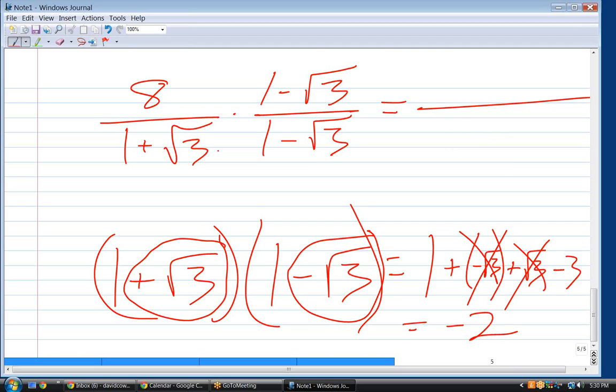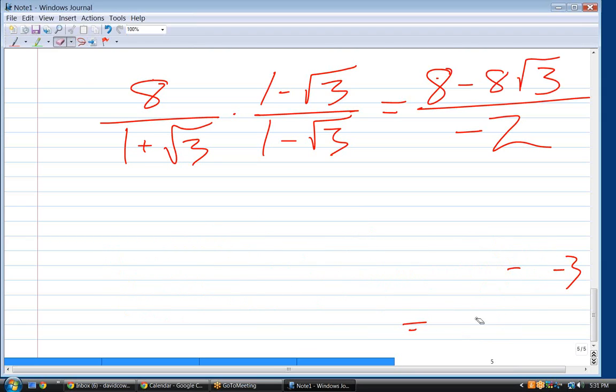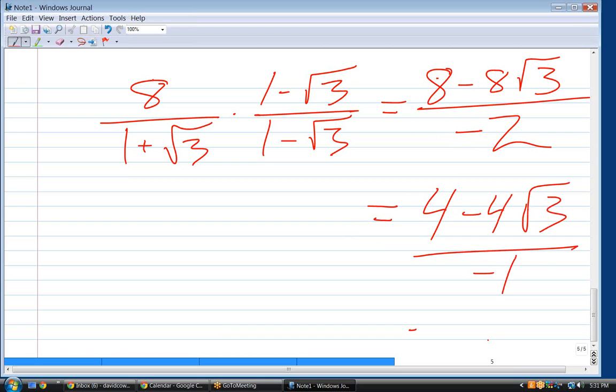So the denominator turns into minus 2. That's a rational number. That's what we wanted, to turn it into a rational number. And the numerator, all I have to do is multiply 8 by both of these terms. So it's 8 minus 8 root 3. So that would be an acceptable answer, except I haven't simplified it. I can divide top and bottom by the number 2, which turns it into 4 minus 4 root 3 all over negative 1.